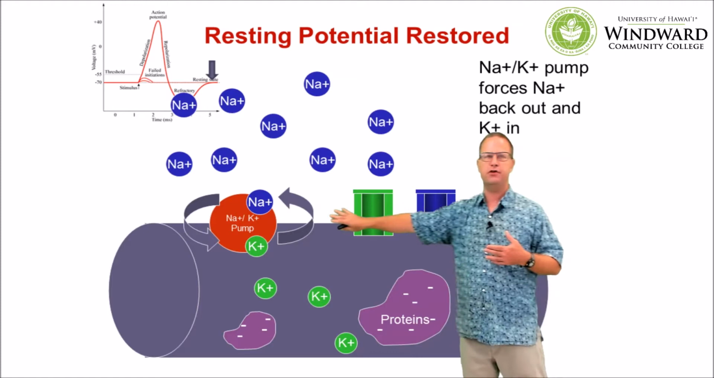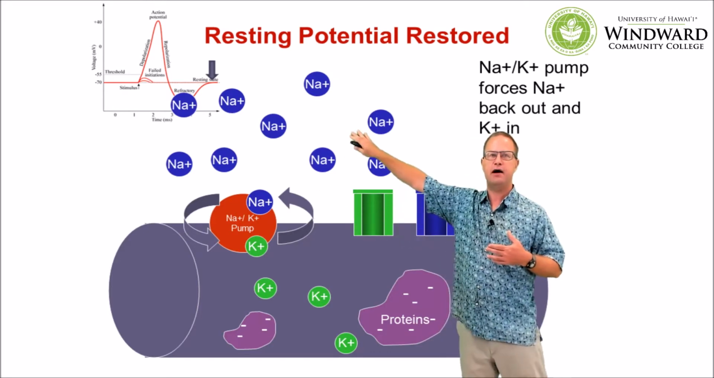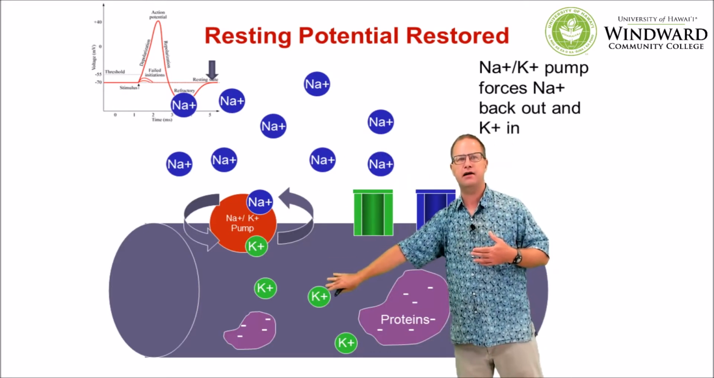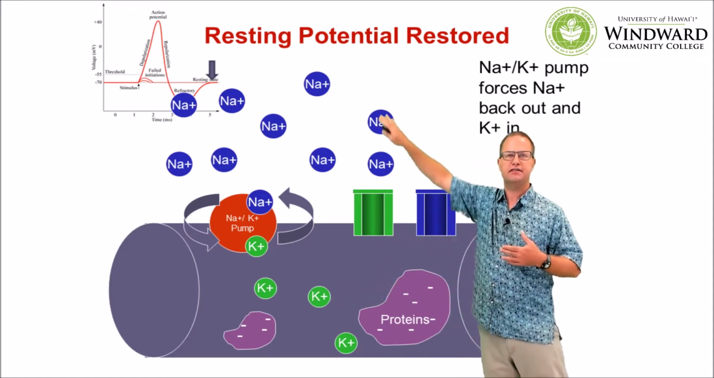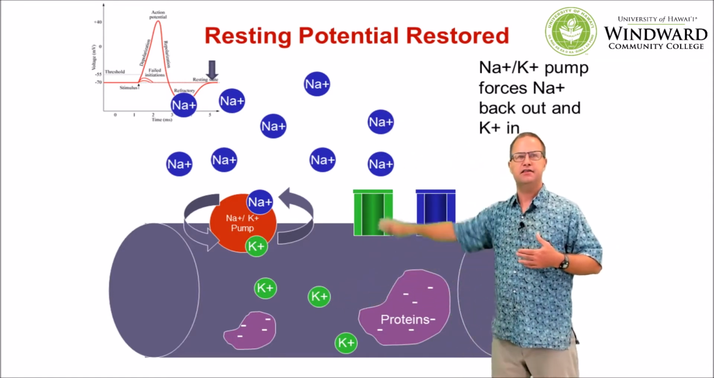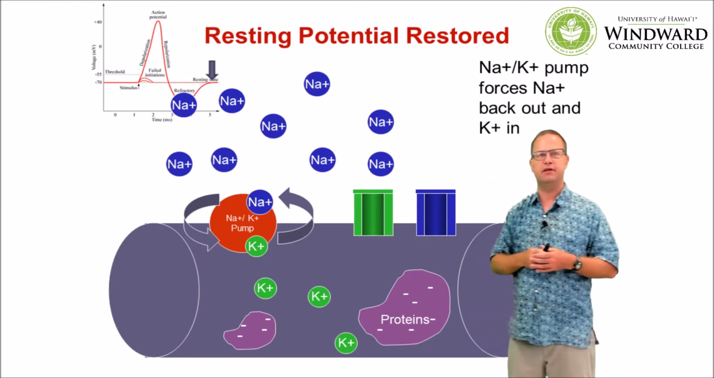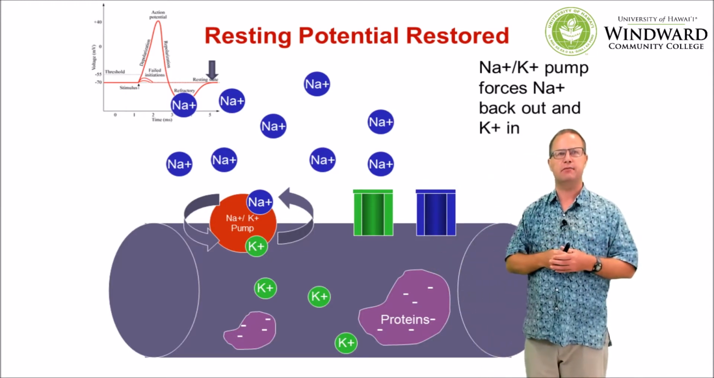So remember, the sodium-potassium pump was pumping out 3 positively charged sodium for every 2 positively charged potassium that it was pumping in. And because we were more positive on the outside, less positive on the inside, this puts us down at a charge of negative 70 millivolts. So we're now back at our resting membrane potential.